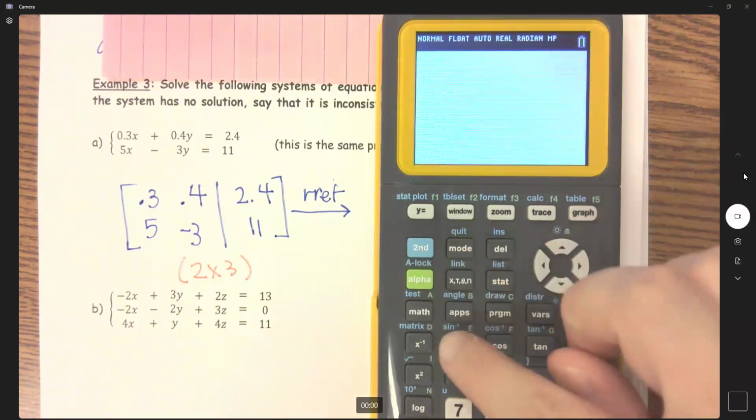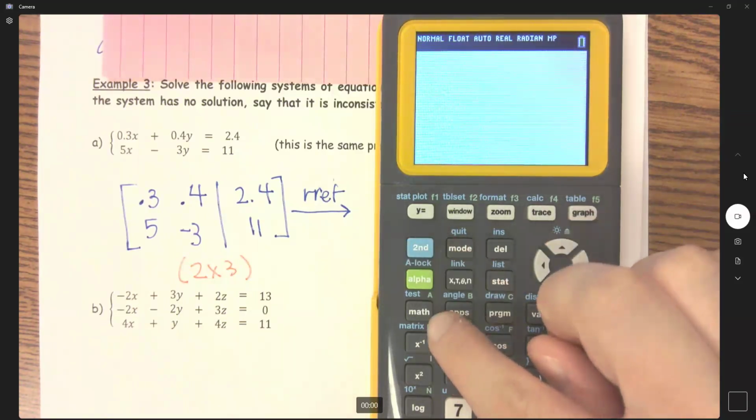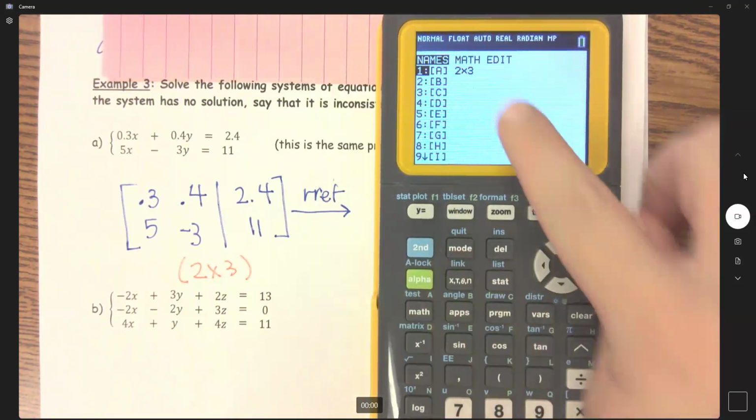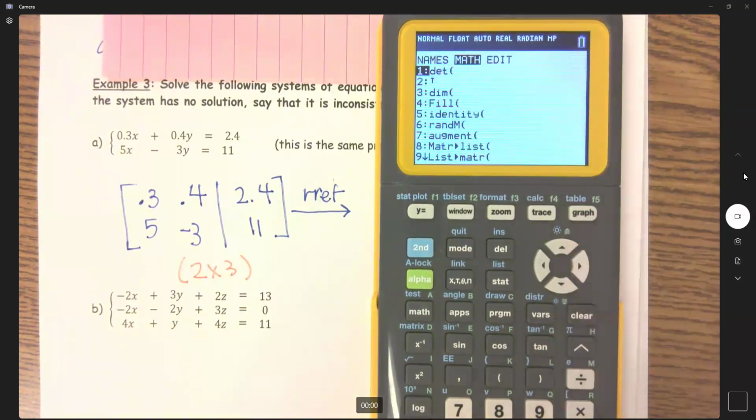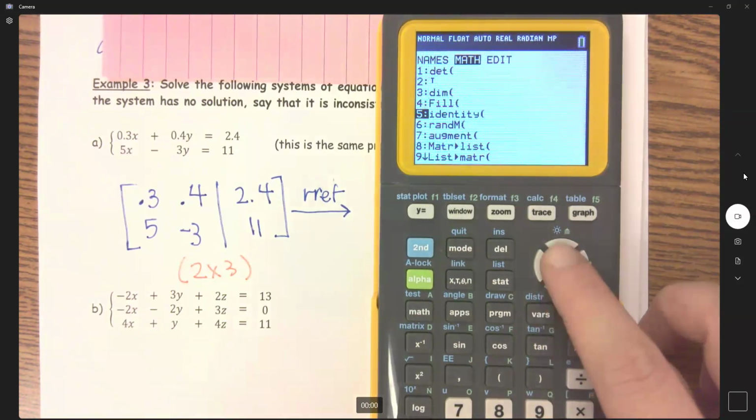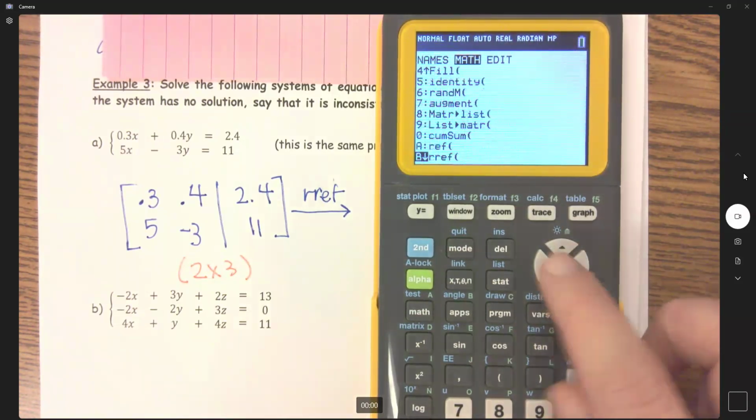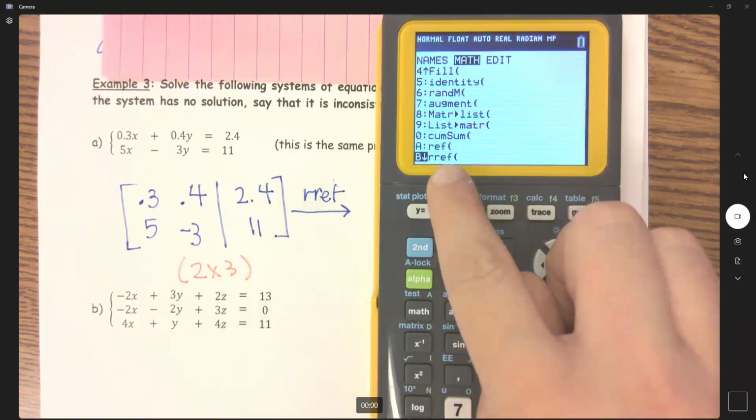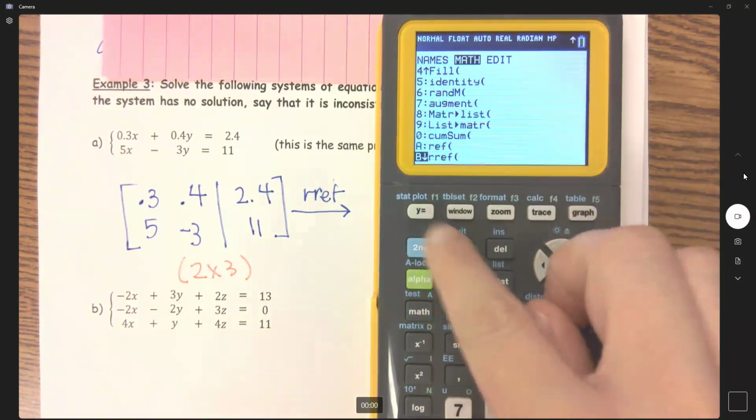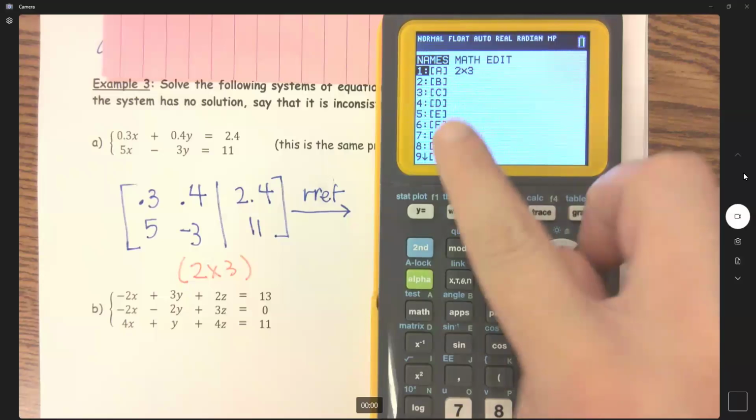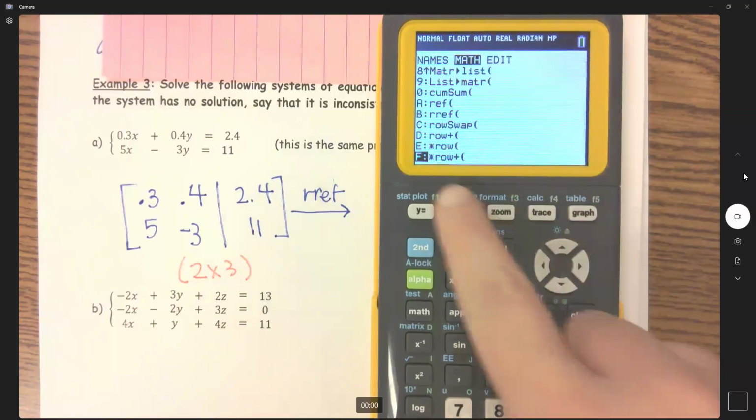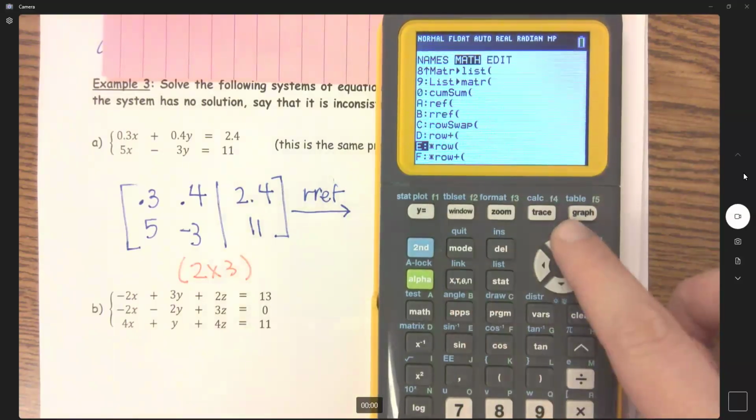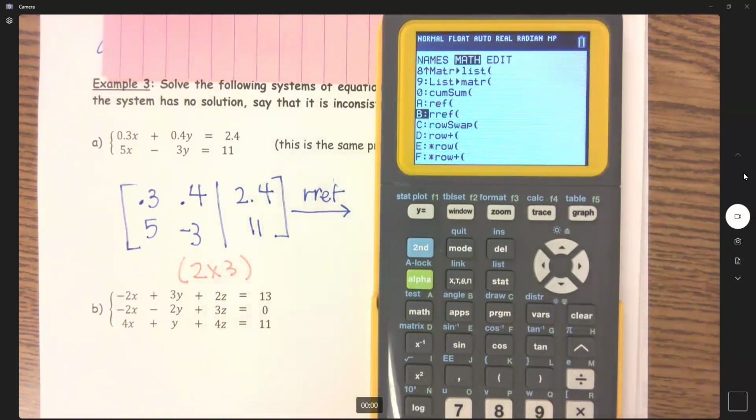So we're going to go second x to the -1 to go back into matrix. I'm going to come over here to math, and here's a lot of different things we can do with matrices. You can arrow down if you want to. Here's my RREF command. It's option B. But if you arrow up, it's a lot shorter, so it really doesn't matter how you go about it. Just get to RREF. So I'm going to hit enter.